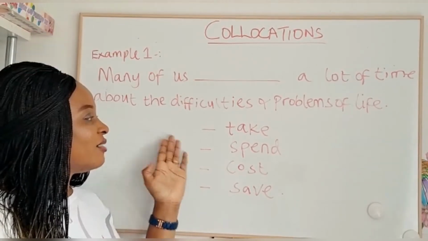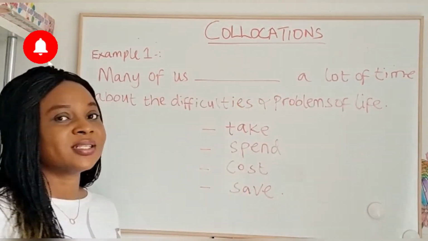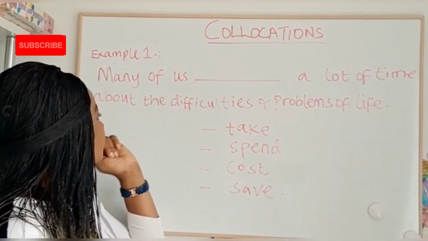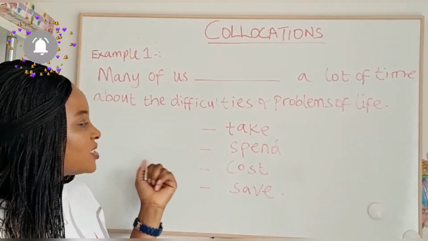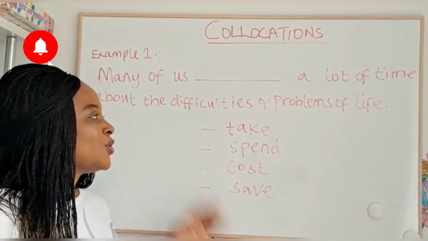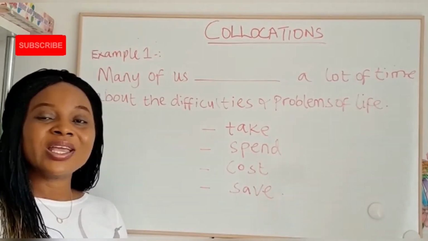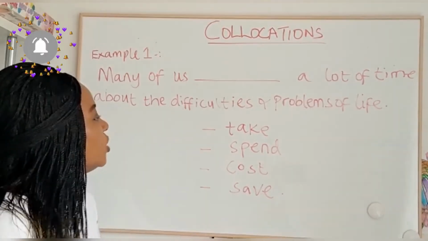So what do you think the right option is? If we put take here, many of us take a lot of time. That actually sounds nice. How about spend? Many of us spend a lot of time about the difficulties and problems of life. That also sounds nice. How about cost? How about save? So you take the right option, put it down in the comment section, and let's know if you get it. Okay, so I'm going to go with the word spend.